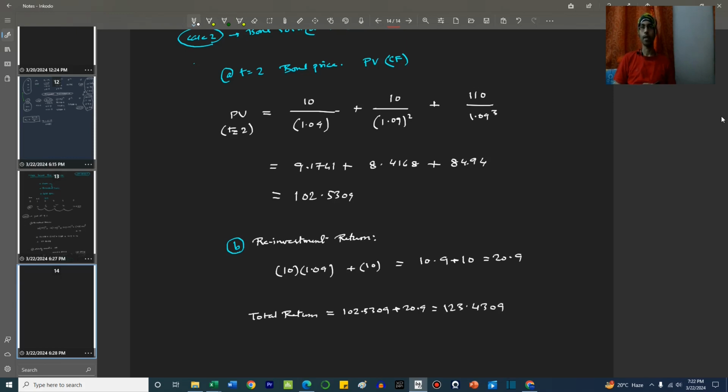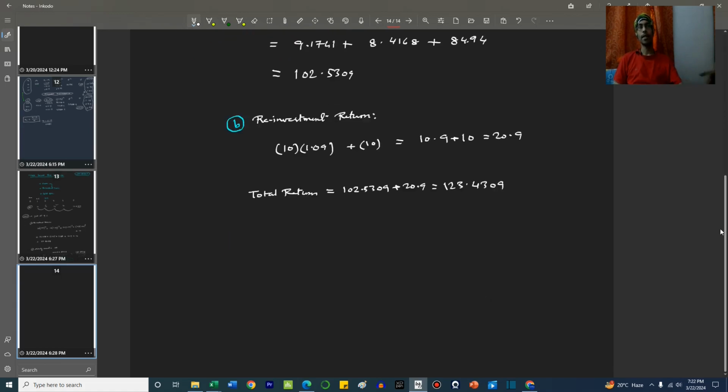123.4309. Okay, this is the total return. Now the compounded return to the investor we can calculate easily. 85 is equal to 123.4309 divided by (1 plus r) to the power 2.